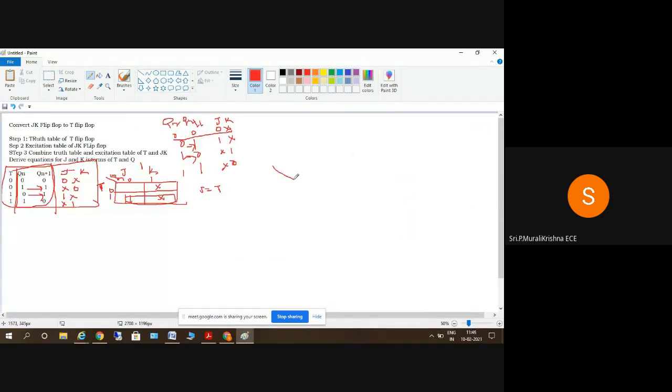Okay, so next for k. So for k values, this is t and this is q of n, this is 0, 1, 0, 1, and don't care 0, don't care 1. Okay, so this is also equal to, so k is also equal to t. So we got j is equal to t and k is equal to t here. Okay, so clear?